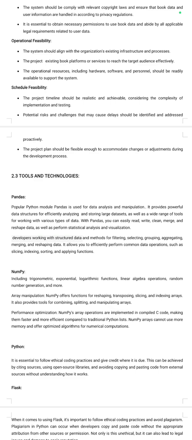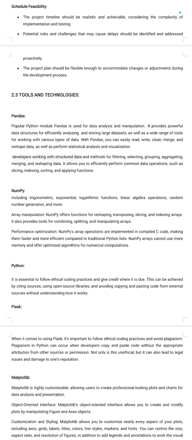Performance optimization. NumPy array operations are implemented in compiled C code, making them faster and more efficient compared to traditional Python lists. NumPy arrays use less memory and offer optimized algorithms for numeric computation. In Python, it is essential to follow ethical coding practices and give credit where it is due. This can be achieved by citing sources, using open source libraries, and avoiding copying and pasting code from an external source without understanding how it works.